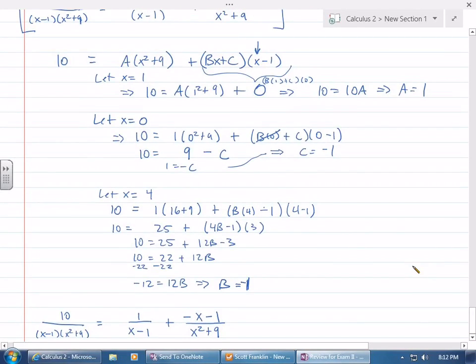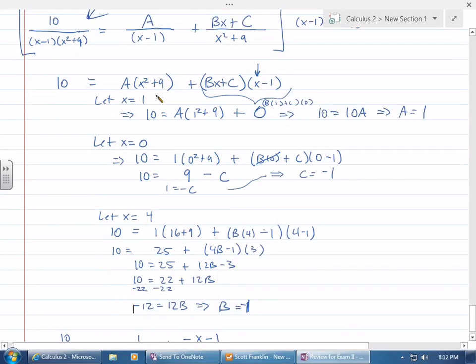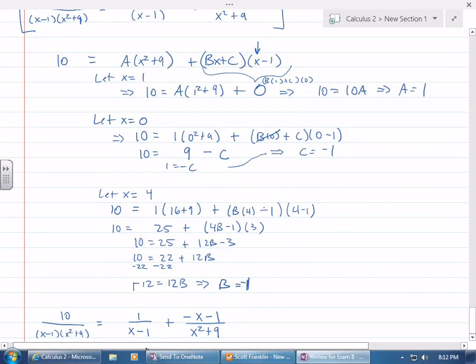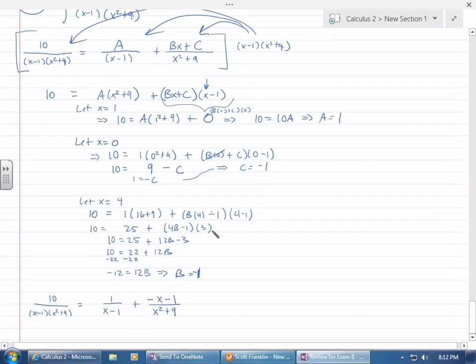But do you see how up here I had 10 over x minus 1, x squared plus 9 equals whatever a is over x minus 1. So that's why 1 over x minus 1. And then I had plus bx plus c over x squared plus 9. Now b is -1, so negative x plus c, c is minus 1, so minus 1.